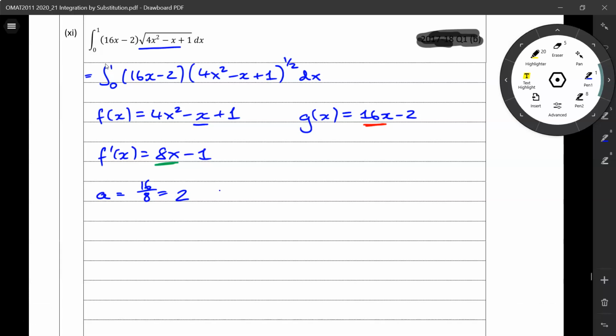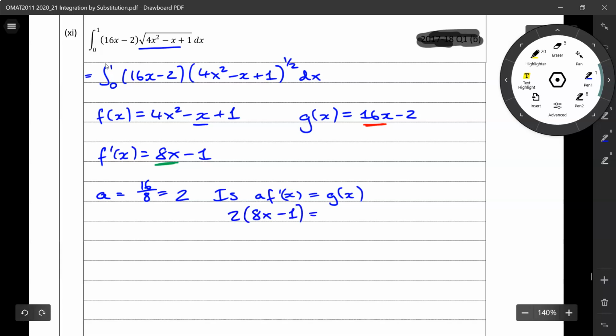So the question is, is a times the first derivative f prime x equal to g at x? So multiply it out here. A is 2 times 8x minus 1. That gives us 16x minus 2. And that, in fact, is equal to g at x. So yes, the answer is yes.